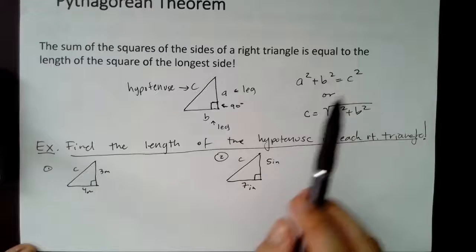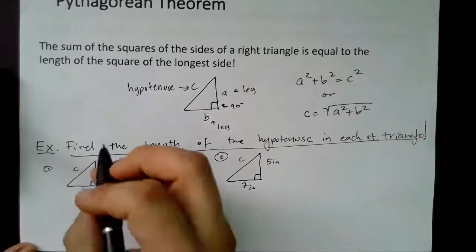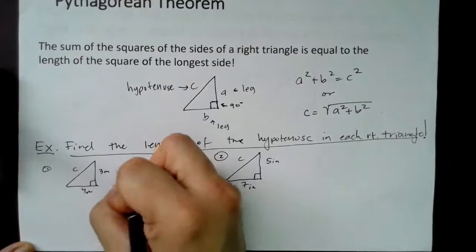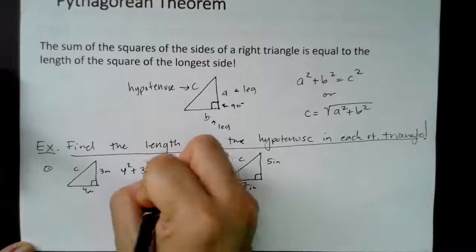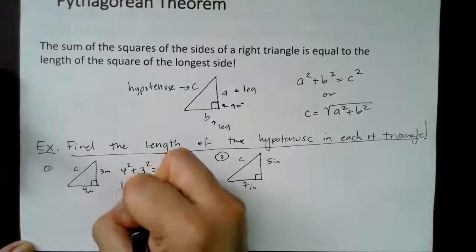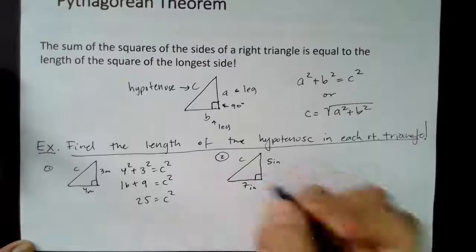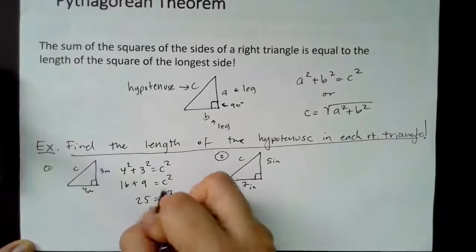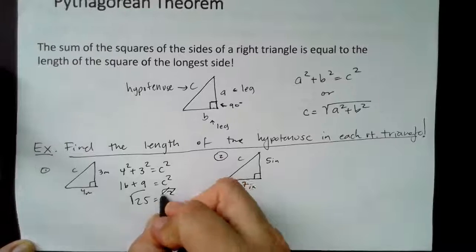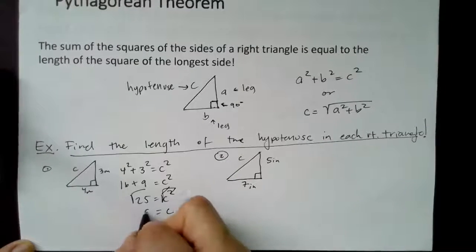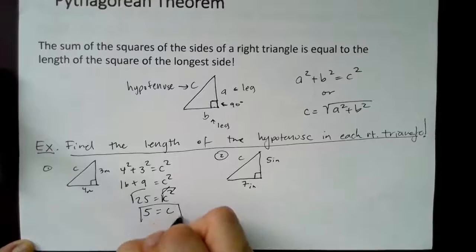So how would I find the length of the hypotenuse in each right triangle? I would just plug it into the Pythagorean theorem. It doesn't matter what a or b is, it just matters that c is c. So you would have 4 squared plus 3 squared is equal to c squared. This is 16 plus 9 equals c squared. This is 25 equals c squared. To get rid of this square, I'm going to take the square root of both sides. This will cancel out because they're inverse functions. So 5 is equal to c.